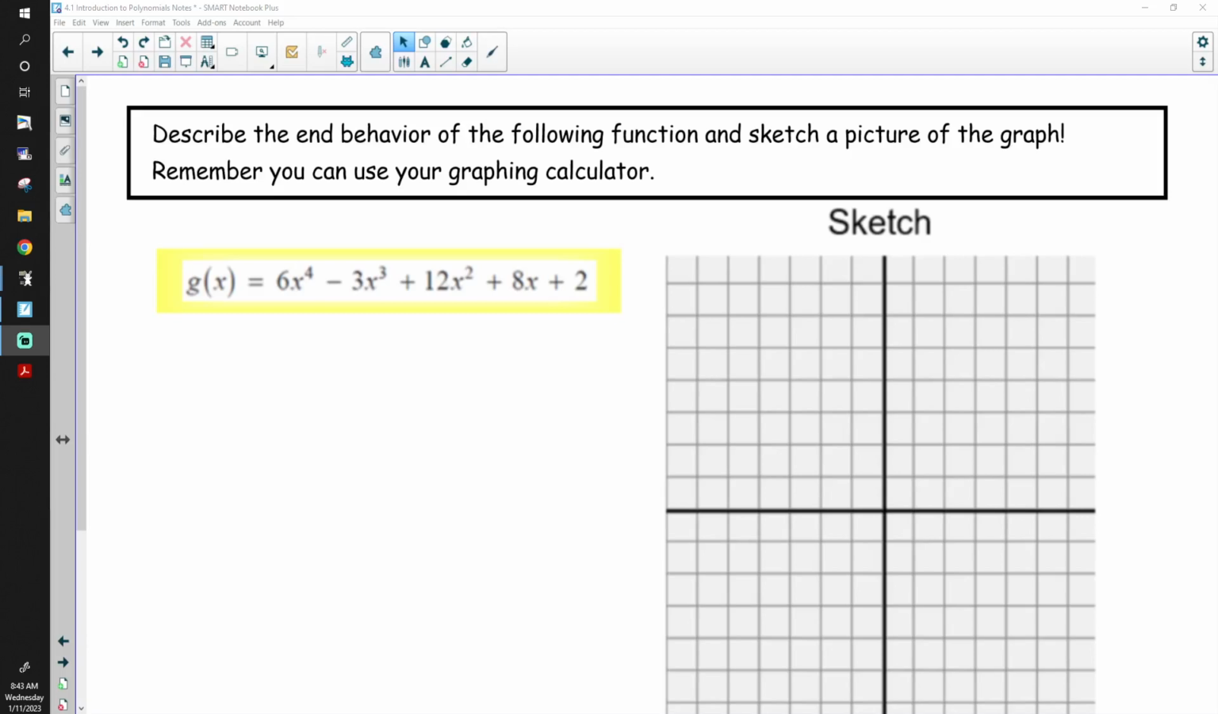Right, example number 1. This is what you would expect to have on a quiz. You're going to be given a polynomial. You're going to have to sketch it and then describe its end behavior. So before we sketch it or anything, let's practice using that cheat sheet. So what is this polynomial g of x?